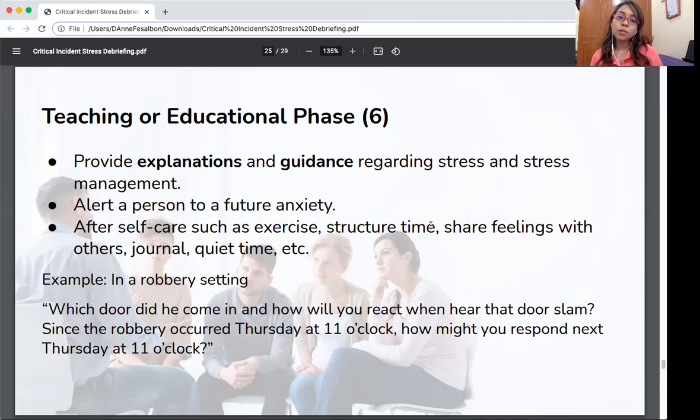And then this is also when you suggest self-care activities such as exercising, structuring their time, sharing their feelings with others, and also journaling. And if they're Christians, you can suggest doing quiet time. So this is an example of how you help them alert to future anxiety. Like in a robbery setting, which door did he come in, and how will you react when you hear that door slam? Since the robbery occurred Thursday at 11 o'clock, how might you respond next Thursday at 11 o'clock?